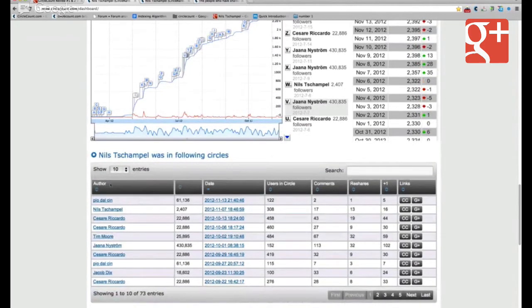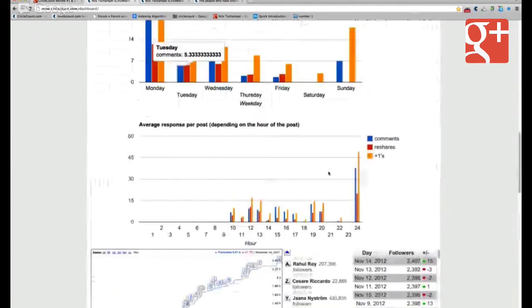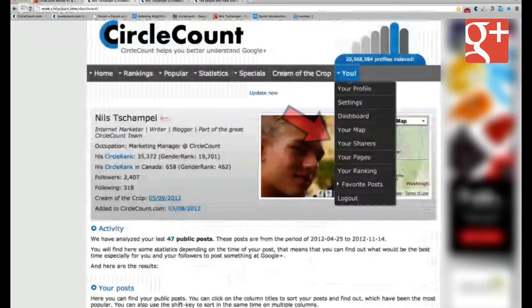And we saw this table already, which you can sort by reshares and comments, as we said the last time. And we have another site on CircleCount where you can see this a little bit more detailed, which is when you go up here again, the site called Your Sharers. And in other words, we just saw Yana. Oh, there she is. Okay, Yana.